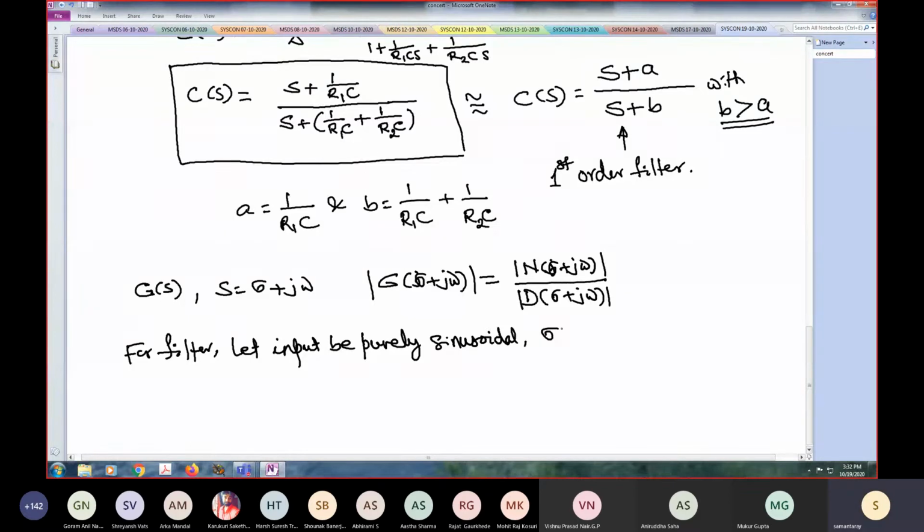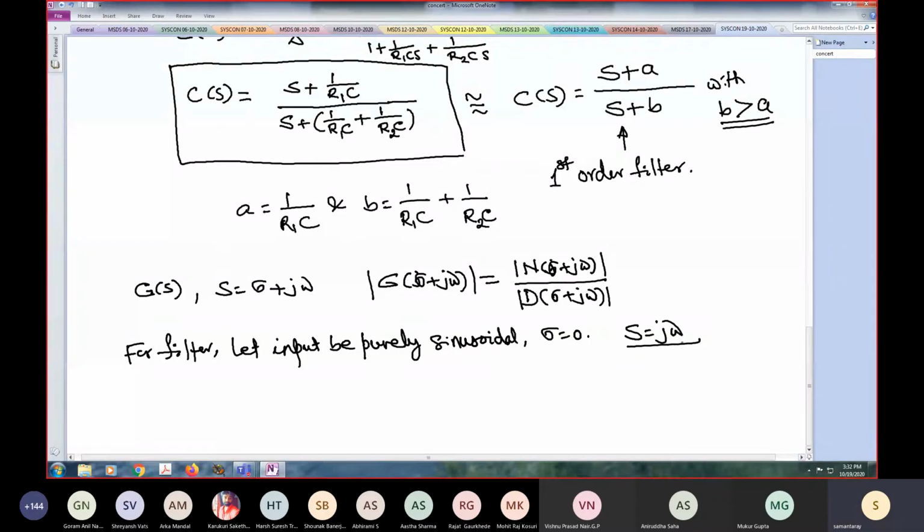So sigma is equal to 0. No decaying part or expanding part, purely sinusoidal. So S is equal to j omega. So that's how we usually treat filters. Though we know that generally S is sigma plus j omega. Sigma is a real part, j omega is some imaginary part, and those can be plus minus.